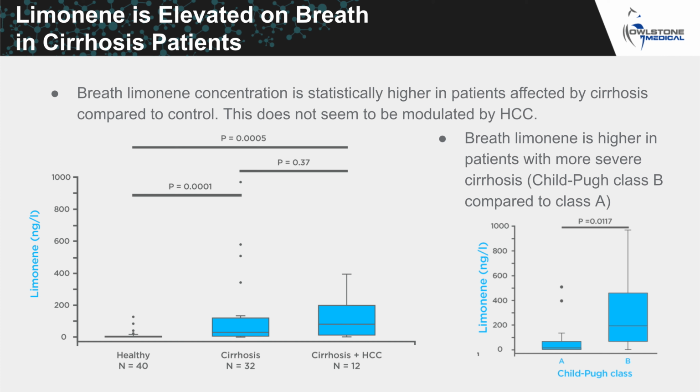So here are our findings. There was a significant increase in breath limonene for cirrhosis and cirrhosis with HCC groups above the control population. There was no significant effect of HCC within cirrhosis patients, so both groups were matched for cirrhosis severity. When cirrhosis is grouped by severity, breath limonene levels do show an increase with the disease severity. Limonene can detect cirrhosis, but seemingly not HCC. As such, groups were combined subsequently and can be seen on the right.